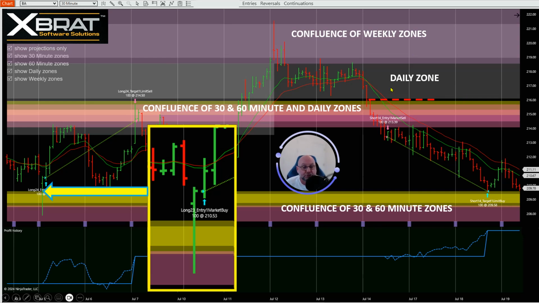Those that like to short stocks, however, would have had a fantastic trading opportunity at this point because it pushes back through that confluence of 30, 60 and daily. The stop for this short trade, where the big real confluences are here, would just be above there. That's the entry. It comes all the way down to the next zone. Really, really strong trade there.